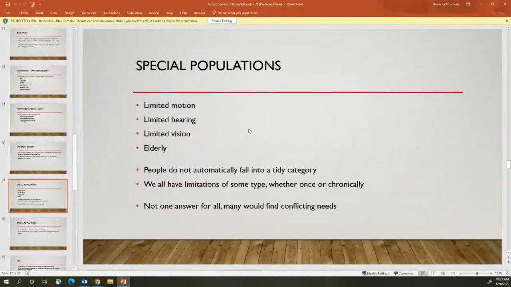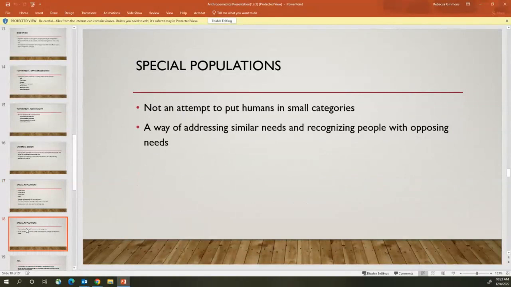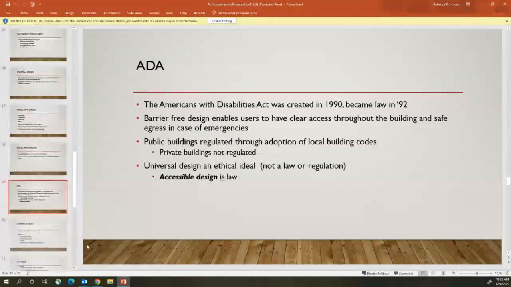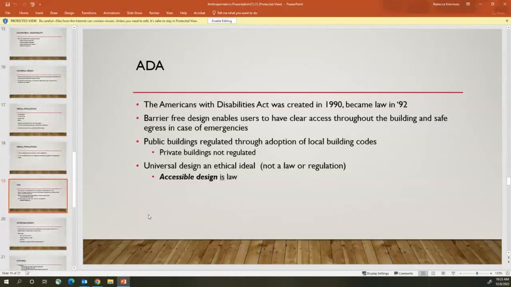There's not always one answer, and sometimes there are conflicting needs. So it's really just about choosing what's going to meet the most people as possible. And again, it's not trying to put people into categories. It's just addressing some similar needs and recognizing that people fall into these at different times. And sometimes there are opposing needs too as you go through it. So, one group may need a ramp and another group may do better with stairs. So it's just understanding that and working through it.